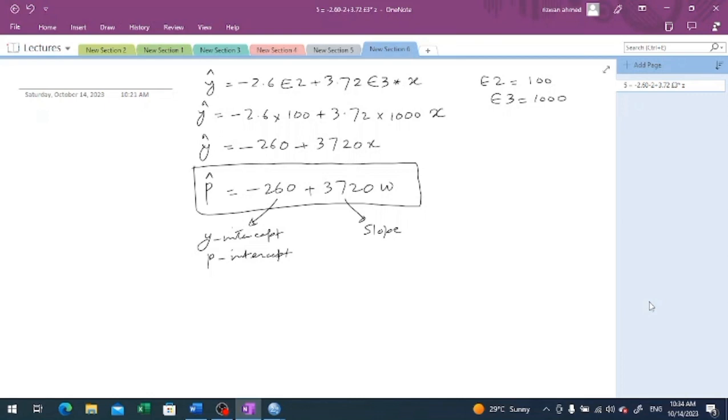Now if you look at the coefficient for the slope of the fitted regression model, that is the coefficient of the W variable, it indicates that if the weight of a diamond increases by 1 carat, then the price is expected to increase by $3,720. That is the interpretation that we can give to this slope value. So this is how we can interpret the intercept and slope of the fitted regression model.